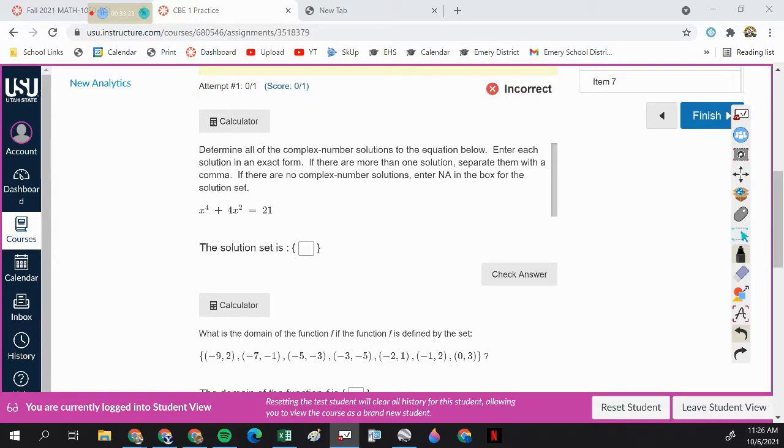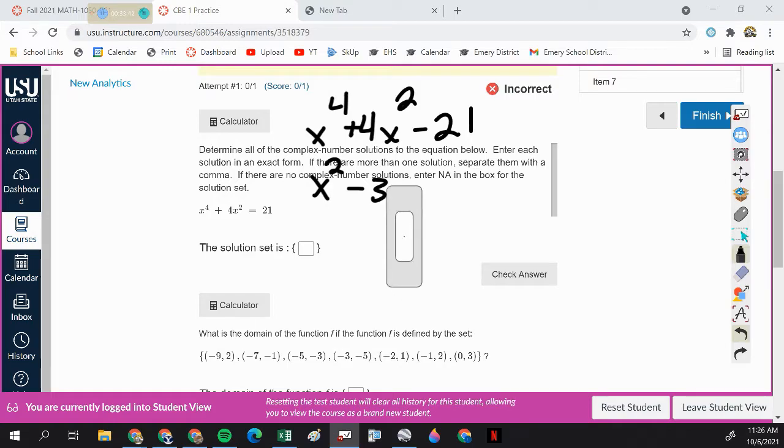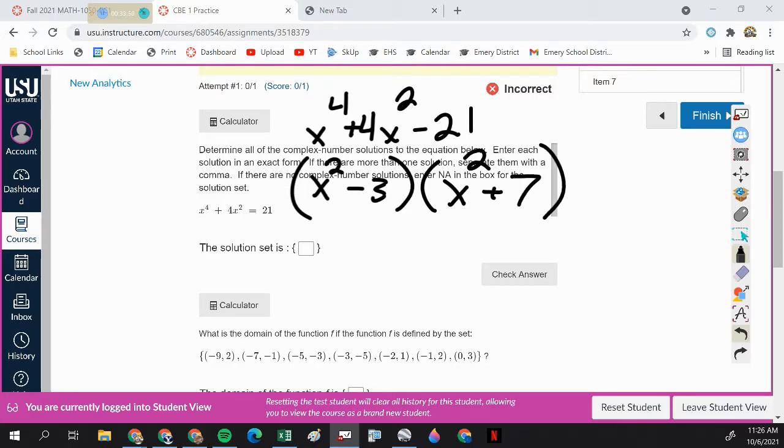This is x to the 4th plus 4x squared minus 21. How does that factor? x squared minus 3, and x squared plus 7. Does everybody follow? Yeah? Anybody confused? All right. So there are two ways to do this.